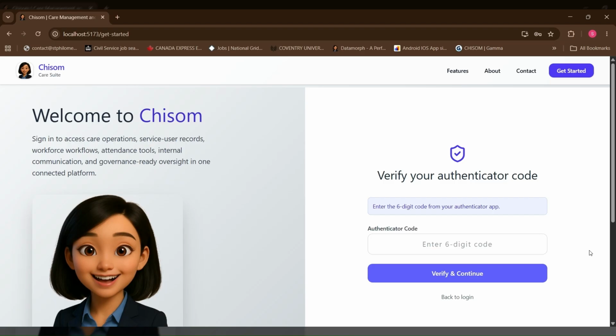Now, Chisom is a care operations and intelligence platform designed for supported living and also residential care, mental health services, early disability services, autism support, and complex care providers. It can also be used to manage domiciliary care.